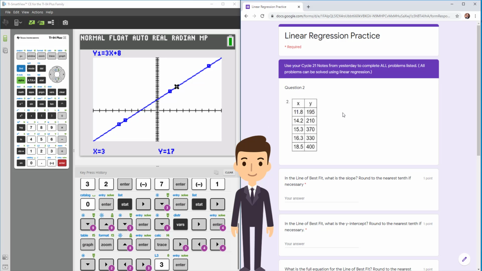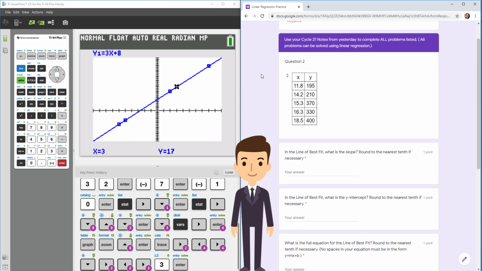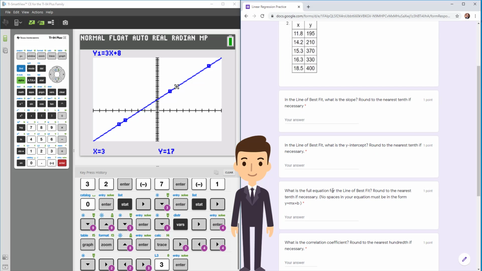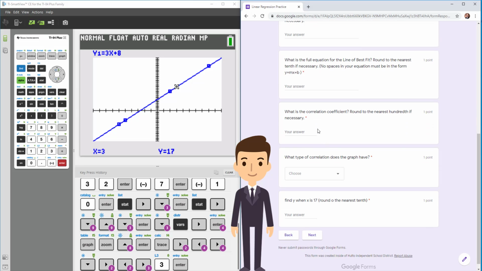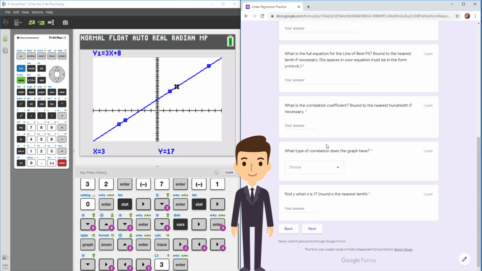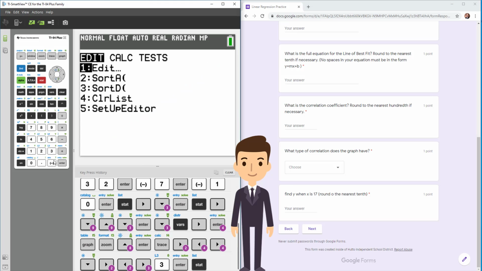Question 2. So once again, same thing, right? They gave us data, and then they want to know the slope, and they want to know the y-intercept, and they want to know the full equation and the correlation coefficient and what type of correlation the graph has, and find y when x is 17. So basically the same thing, okay? So once again, I'm going to go to stat, edit, right?